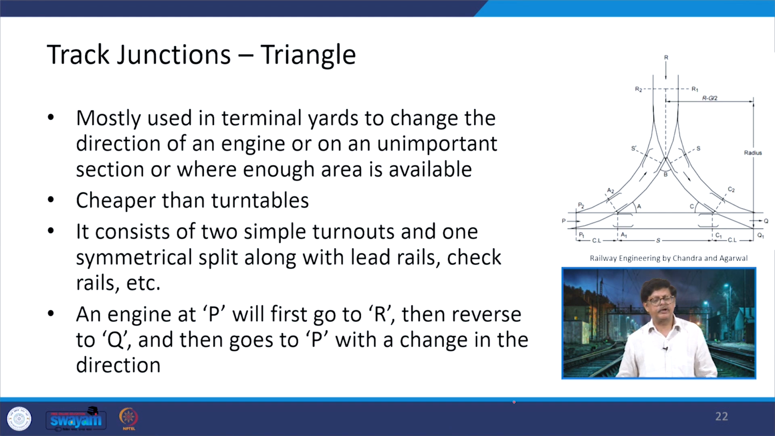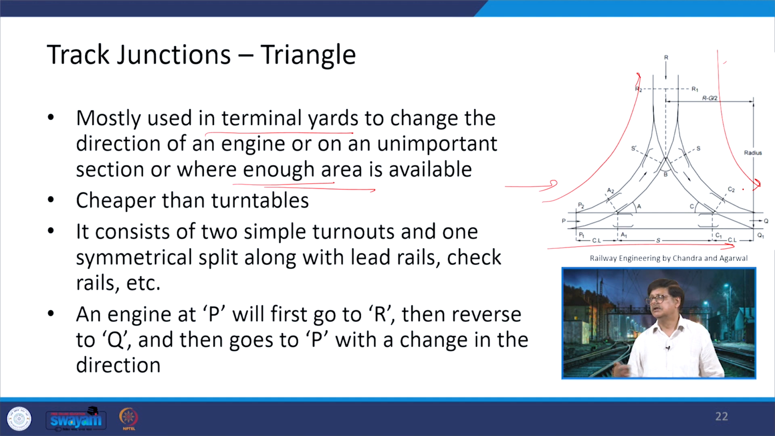Now, let us talk about triangle. So, what is triangle? Triangle is mostly used in the terminal yards to change the direction of the engine or an unimportant section or where enough area is available. Now, why do we say enough area is available? As you see here, there is a straight track and then there is a track going to the left, and then from that side another track is coming and merging into the straight track from the left side. So, to do this on the basis of the curvature, you will require a lot of area to construct this type of a triangle.